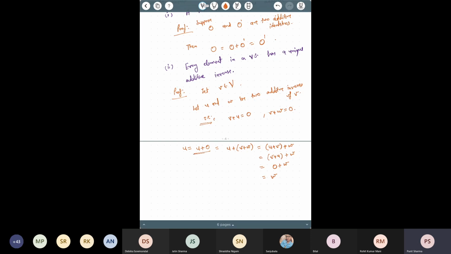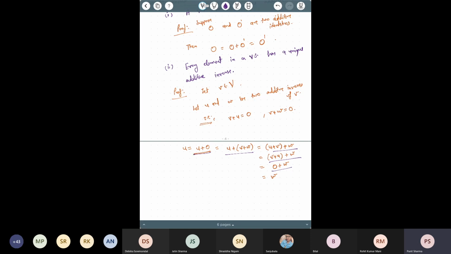So you see that we have used many of the properties of a vector space. Here we used the additive identity, then the additive inverse, then associativity, then commutativity, and then again the additive identity. So in many cases, without realizing it, we are using some of these facts, but actually because of this reasoning we are able to use them.